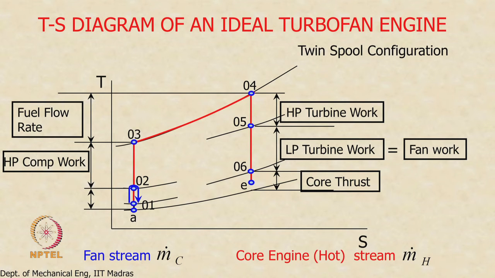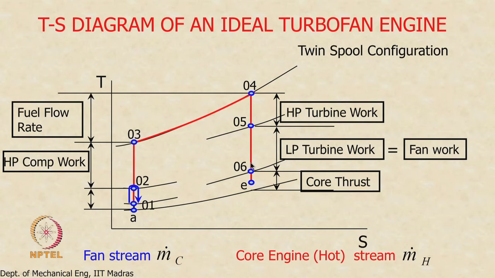Remember, the fan has a nozzle, and the thrust is produced by the nozzle, unlike a propeller. This is blue. The most important thing that you must remember is that the amount of air that goes through this fan stream is much higher than the amount of air that goes through the rest of the engine. So, the change in stagnation state in the fan may appear small because 01 and 02 appear to be small, but the amount of work is very large because it is multiplied by the amount of air that the fan handles, which is m dot c plus m dot h.